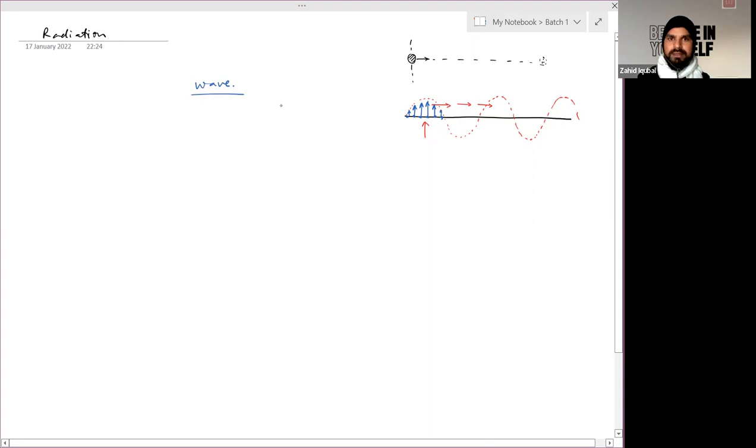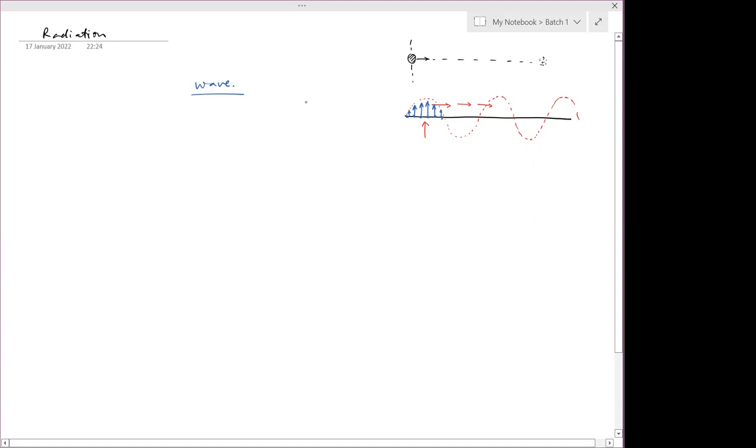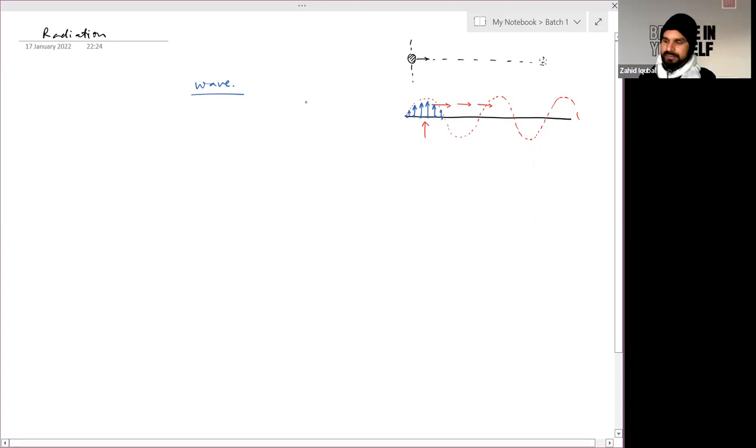Hiba, is it clear? What do you mean by wave? Yes, sir. So wave is basically a phenomenon of transfer of energy from one point to another without the displacement of matter particles.